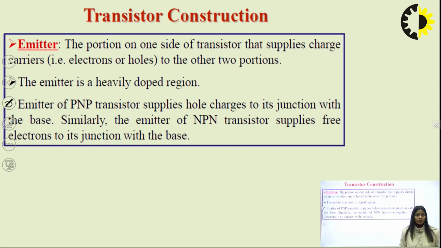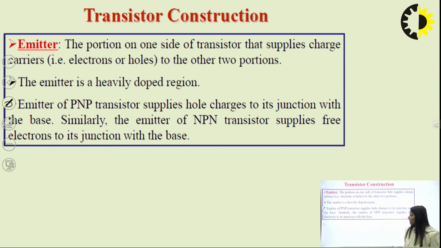This is the first point. The portion on one side of the transistor, if it is N type, will provide electrons as charge carriers, and if it is P type, it will provide holes as charge carriers. The emitter of a PNP transistor supplies hole charges to its junction with the base. Similarly, the emitter of an NPN transistor supplies free electrons to its junction with the base. So this point is clear.